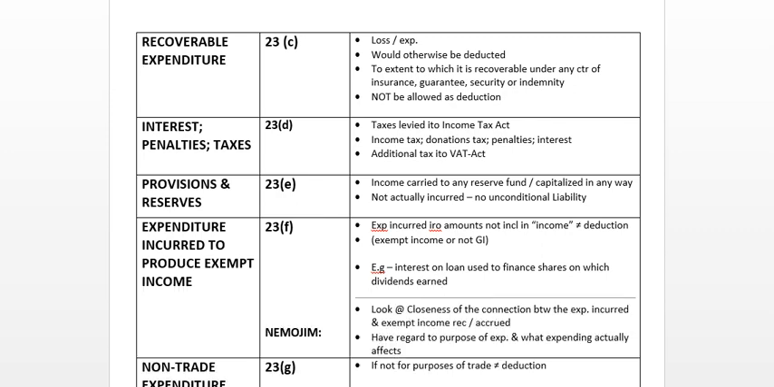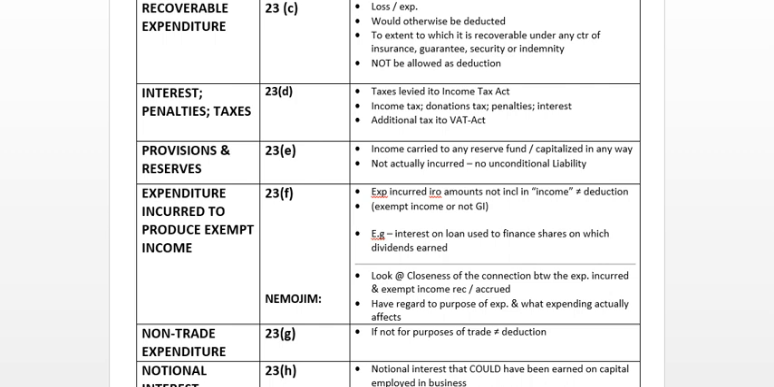So interest, penalties, and taxes. Section 23D, taxes levied in terms of the Income Tax Act, income tax, donation tax, penalties, interest, additional tax in relation to the VAT Act. So these are prohibited. You may not deduct taxes because you're actually calculating your taxable income, and now you want to deduct other taxes that you paid. So that's a logical one. So provisions and reserves. Section 23E, income carried to any reserve fund, capitalized in any way, not actually incurred. No unconditional liability.